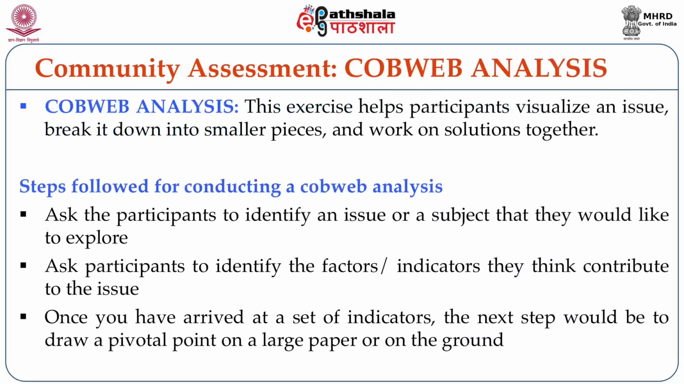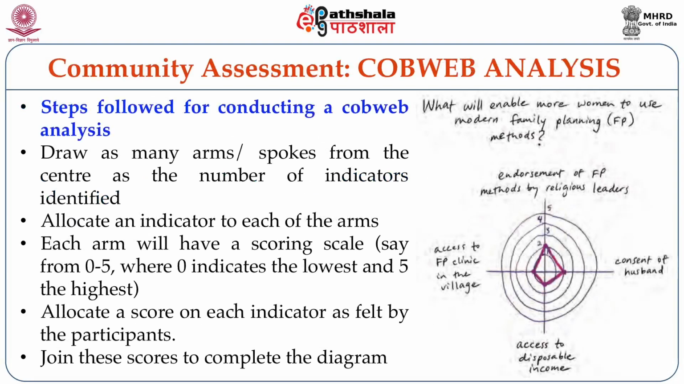One can also do a cobweb analysis, like a spider web. You can ask the participants to identify an issue, a problem which they are facing, and which they would like to explore, and they can draw factors, indicators which they think contribute to this problem. Once they arrive with a set of indicators, the next step would be to draw a pivotal point on a larger paper or on the ground. Like this, draw as many arms and spokes from the center, and allocate indicators to each of the arms.